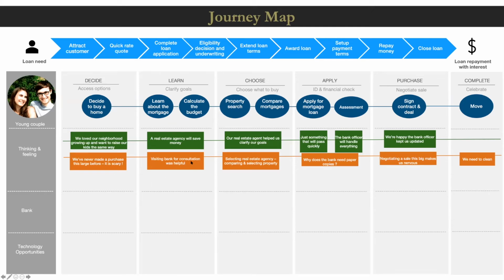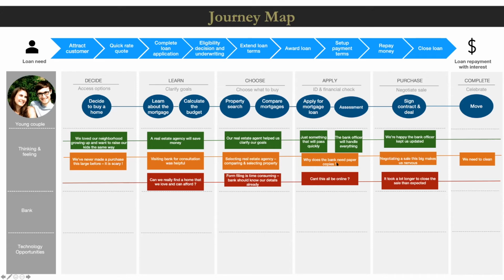Visiting the bank may be helpful for consultation, or may not necessarily be, they're not 100% sure. Then selecting a good real estate agency, trying to figure out why the bank needs paper copies, negotiating a sale, and when they move in, they'll have to figure out how to clean the place, set it up, and all that. The items in red indicate what they are really truly scared about and not happy about.